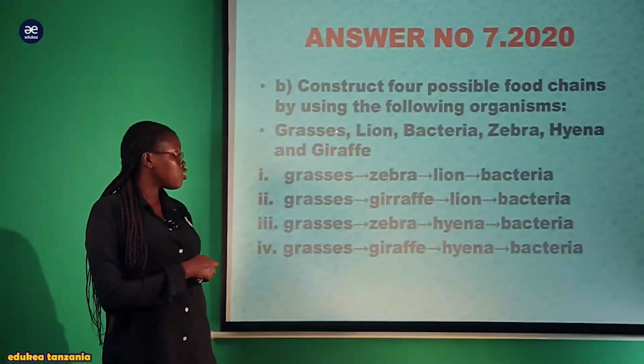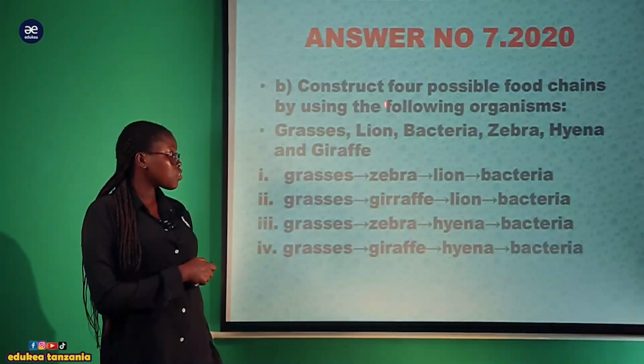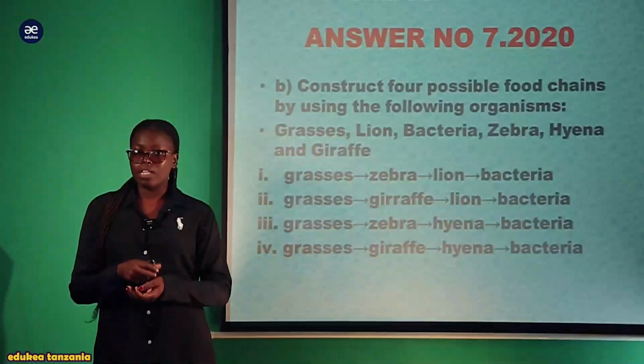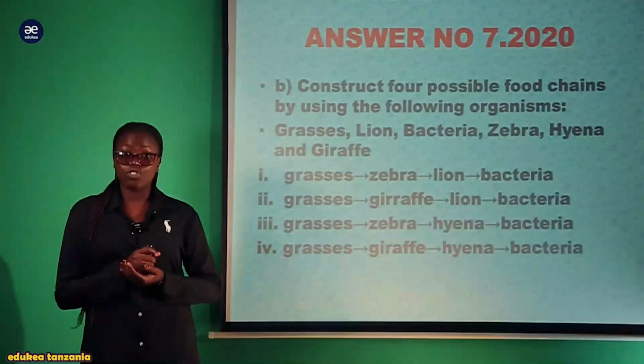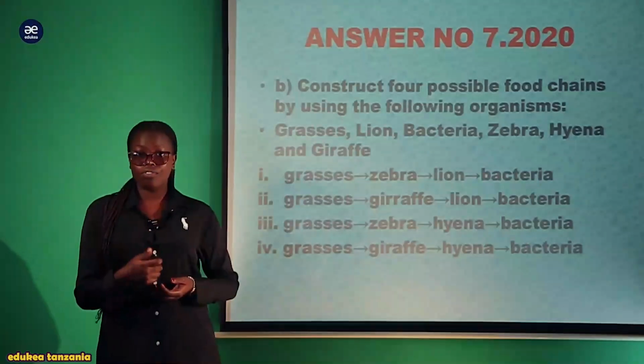So mpaka hapo tayari ushajua. Herbivores, tuna giraffe pamoja na zebra. Producer tuna grass. Carnivores tuna lion pamoja na hyena. Afu decomposer tuna bacteria. Mpaka hapo tayari ushajua namna gani unaweza kuchora your food chain. So mimi ya kwangu nimechora hapa 4, tunaambiwa only 4.